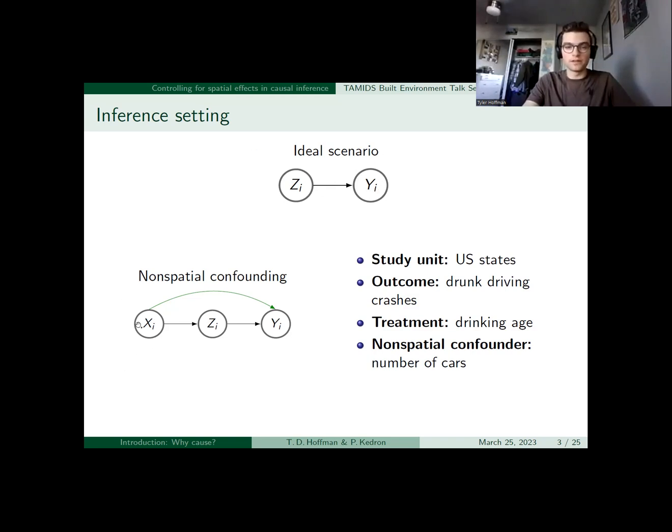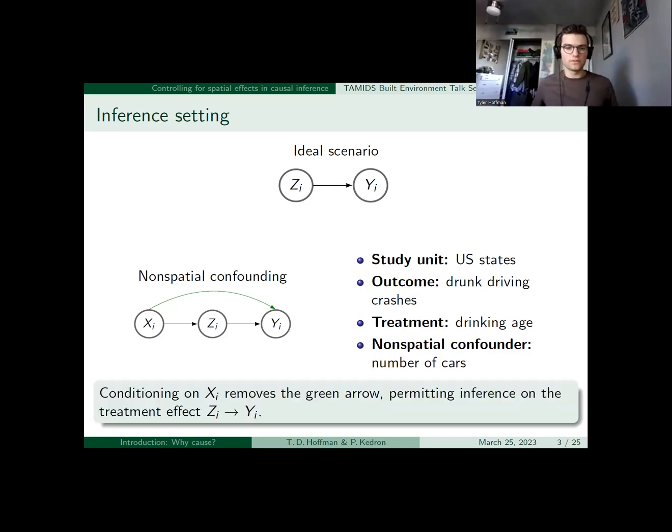But if we do think that the number of cars might raise the number of drunk driving crashes purely because there's more cars on the road, then we might have a non-spatial confounder, and we might represent that system like this, where the number of cars on the road both influences the number of crashes and the number of drunk drivers on the road. And so if we don't condition on the number of cars, we will not have valid inferences. So the crucial idea here is that conditioning on xi, so including it in a regression, permits inference on the treatment effect zi arrow yi. It removes that green arrow and forces all of the quote unquote causality to flow through the treatment effect, through z into y.